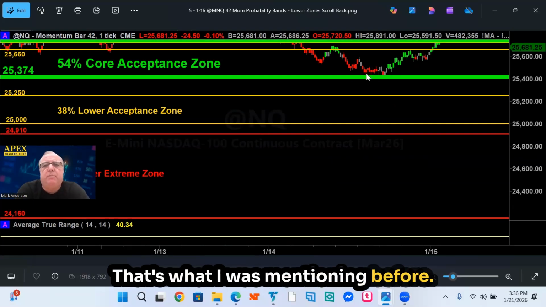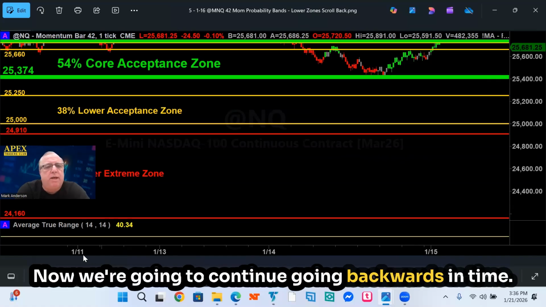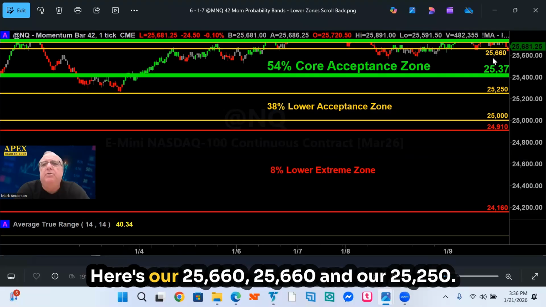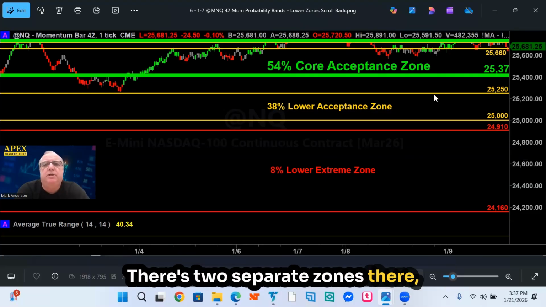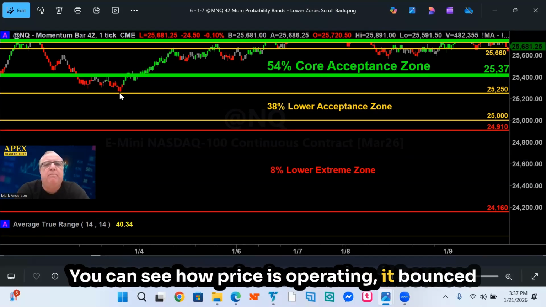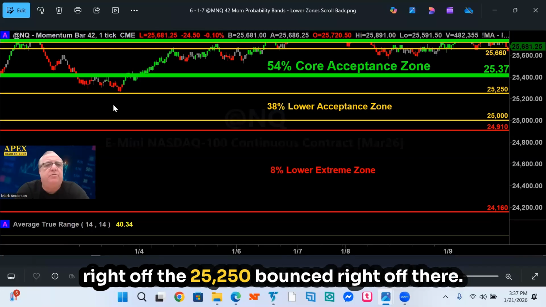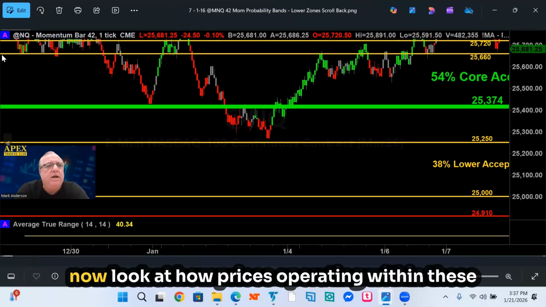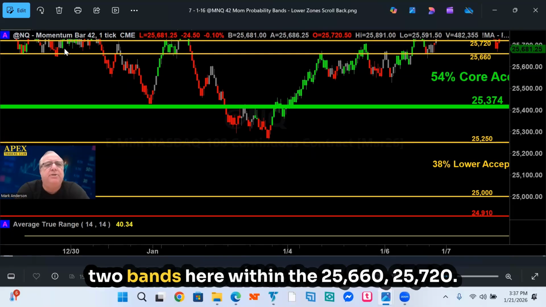That's what I was mentioning before. It bounced off there. Now we're going to continue going backwards in time. This is January 15th, going back to January 11th. Here's our 25,660, 720, and our 250. Those two separate zones there. Right in the middle is the acceptance. You can see how price is operating. It bounced right off this 25,250. Now if we continue going forward, look at how price is operating within these two bands, within the 660 and 720.